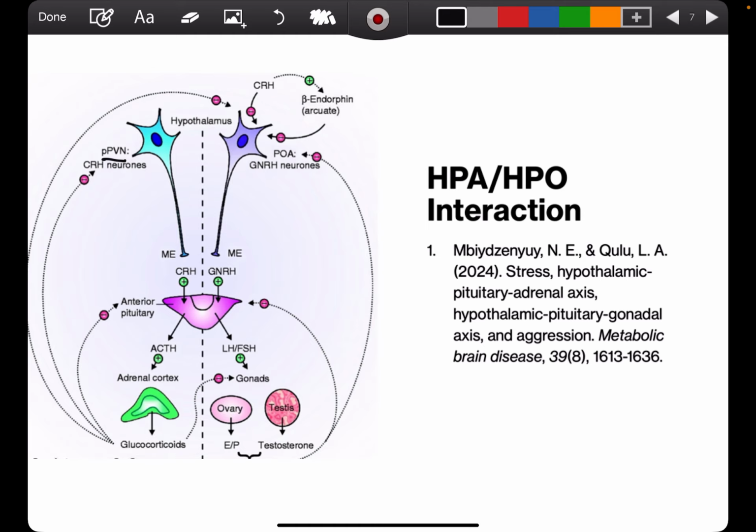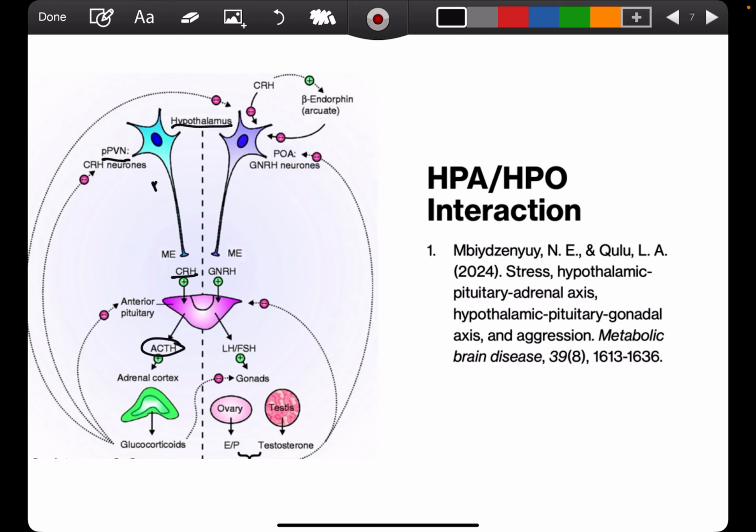So here's a visual of the interaction between both of them. I'm more of a visual person myself, so that's why I really like these. If we start on this left side at the PVN, the paraventricular nucleus, right? This is all happening in the hypothalamus, both these two nuclei right here.